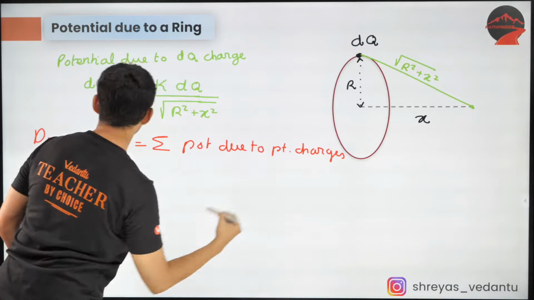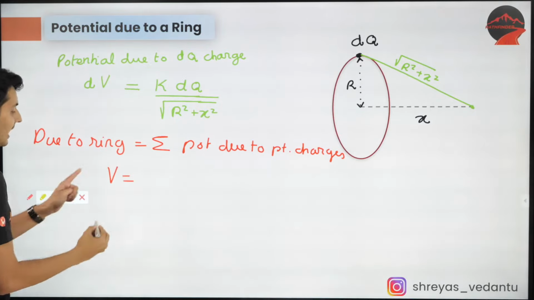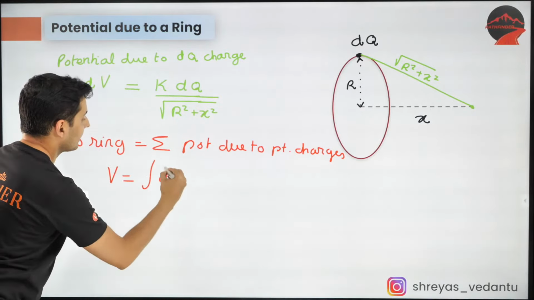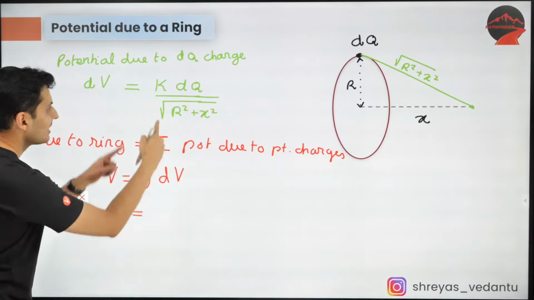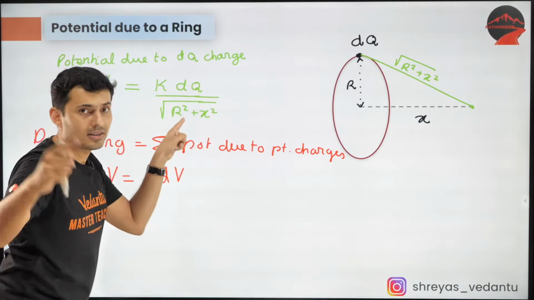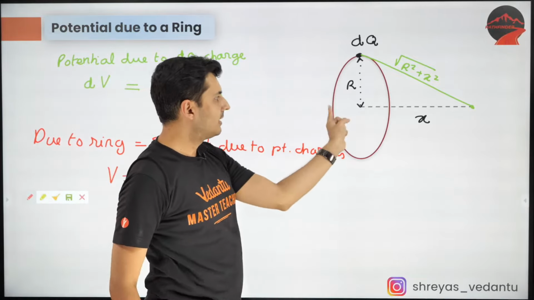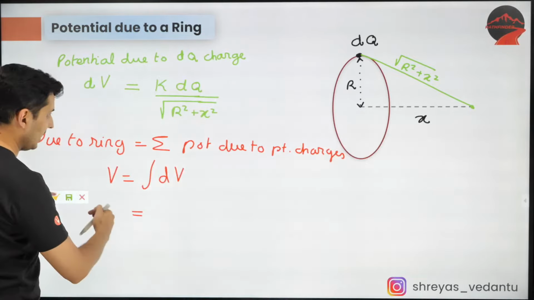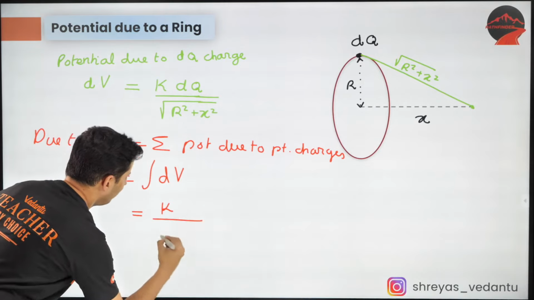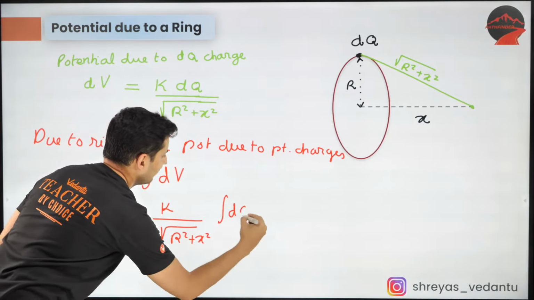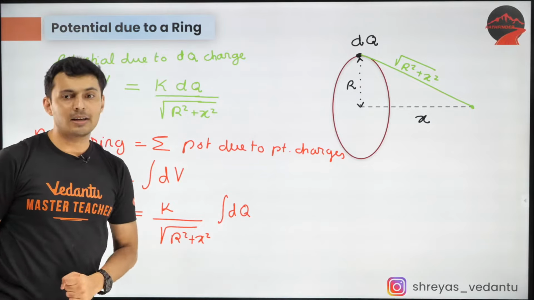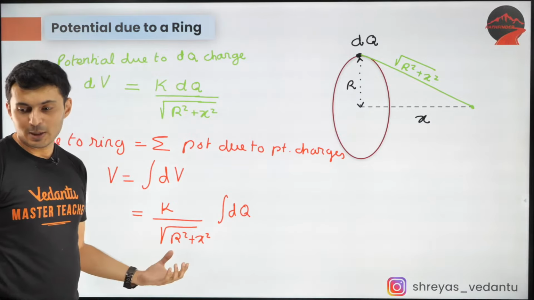So, basically, the potential of the entire ring is the integral of dV, and k is a constant. R is a constant, x is a constant. So put them outside the integral. So k divided by root r square plus x square, times the integral of dq. Now what is the integral of dq? Integral of dq, think about it.